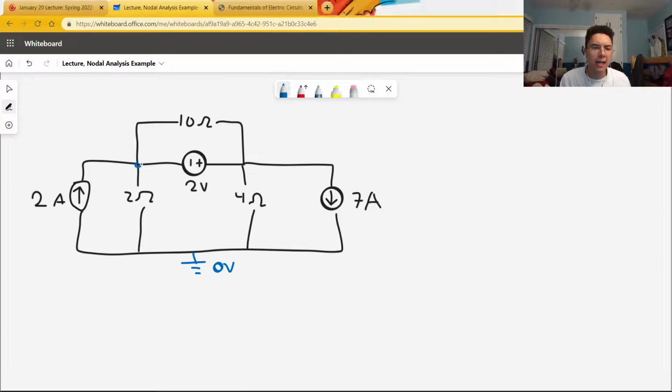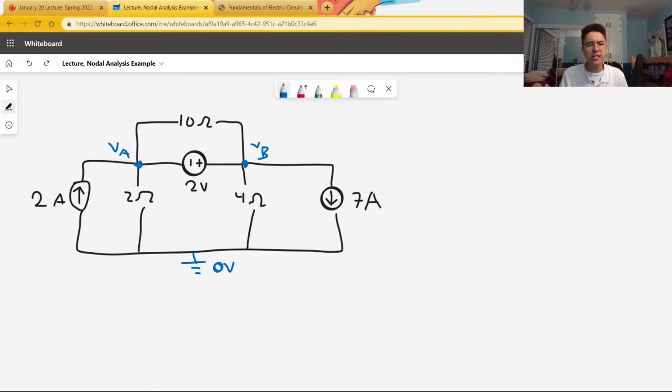Then we will highlight our nodes. Let's call this one A and this one B. These are the nodes because they are the junctions that connect more than two elements of the circuit. In this case, they connect 4 each. I've labeled their voltages as follows, VA and VB.